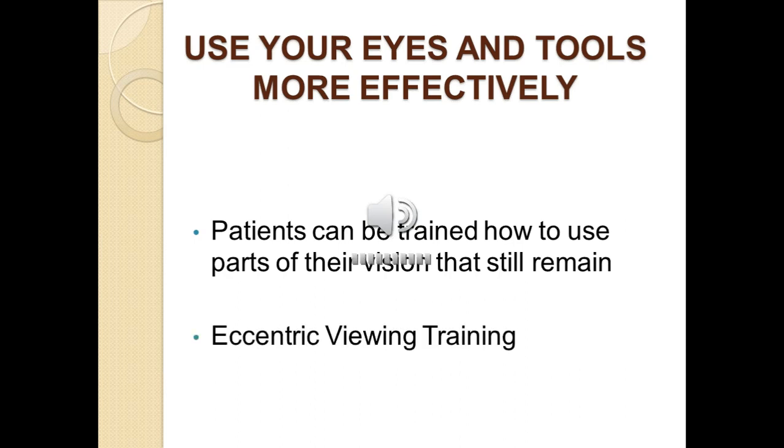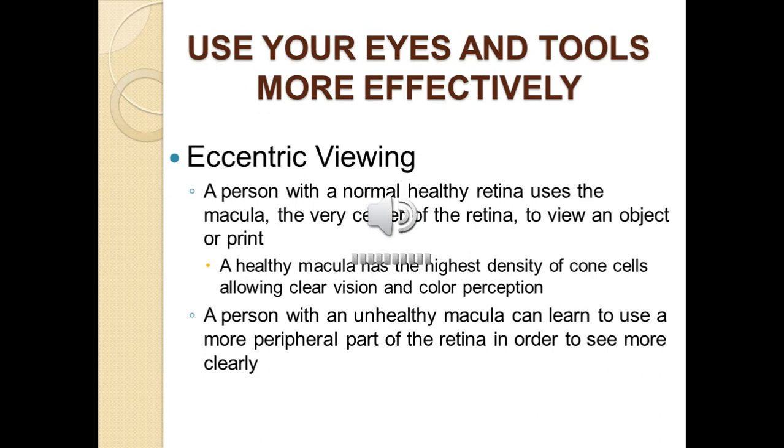And we call that eccentric viewing training. And so a person with a normal, healthy retina typically uses the macula, which is the very center of the retina. I'm reading these slides and getting my notes. I'm using my macula to read those letters and those words. The reason we use the macula in the center of the retina is that's where the highest density of what we call cone cells are. You know, a lot of patients have heard of rods and cones. They're the photoreceptors within the retina. The cones are where we get our detailed vision. Well, they're very highly concentrated in the macula, and so that's where the details are. A person with an unhealthy macula can learn to use a more peripheral part of the retina in order to see more clearly than if they're using their blind spot.